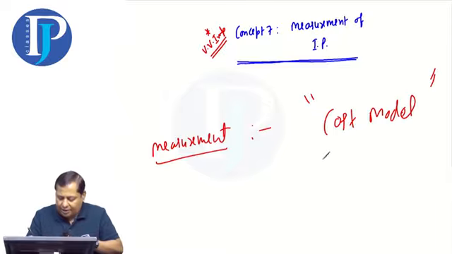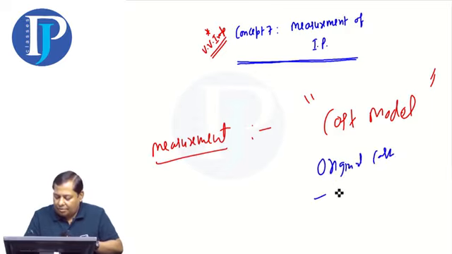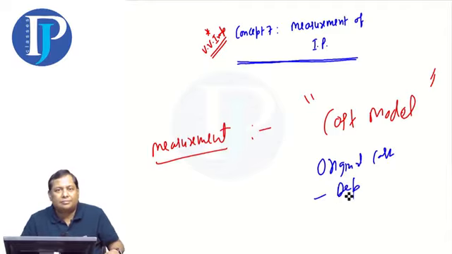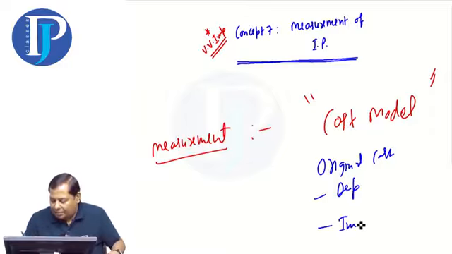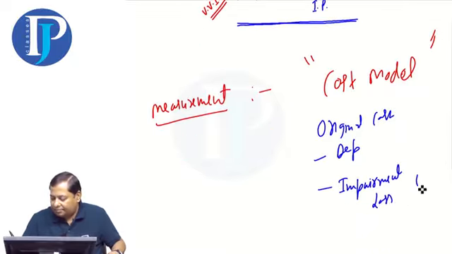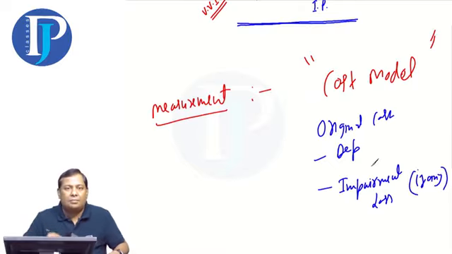The cost model says that you should first write the original cost and then subtract depreciation. Here we have written down the asset's original cost and deducted depreciation. This is normal. The next step is to subtract the impairment loss, if any. Now you might ask, what is impairment loss?